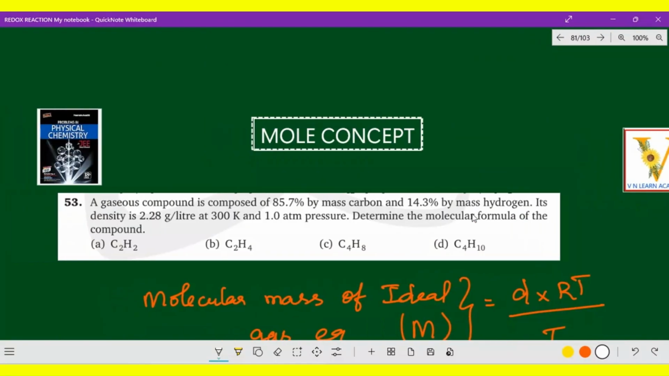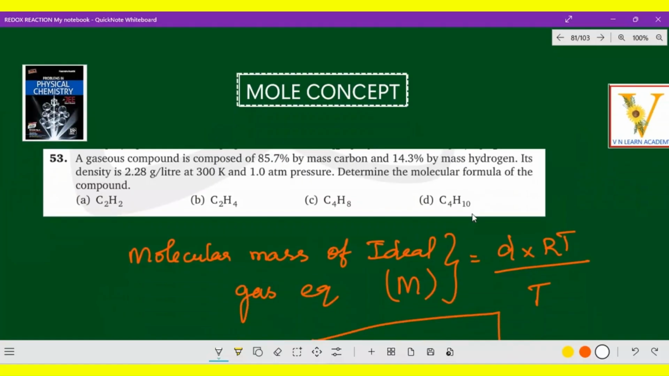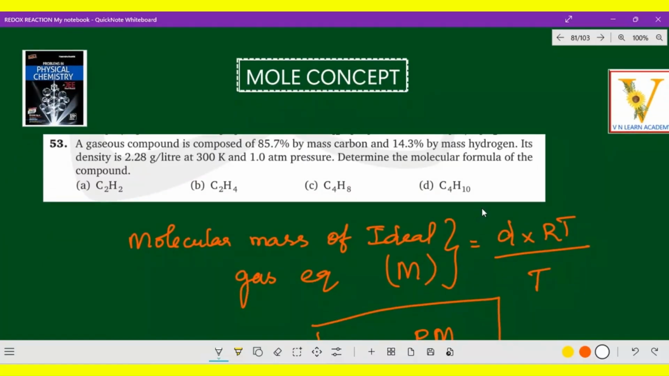See, the questions are a little higher level, but it is very interesting. Always try a little more higher level questions so that it will be easy for you to improve your level of learning. So what is the formula? C4H8. So C4H8 is the correct option. I hope you got the clarity. Come on, let's go to the next question.